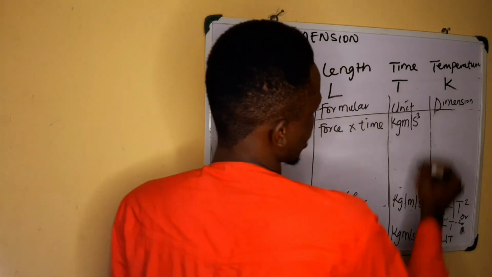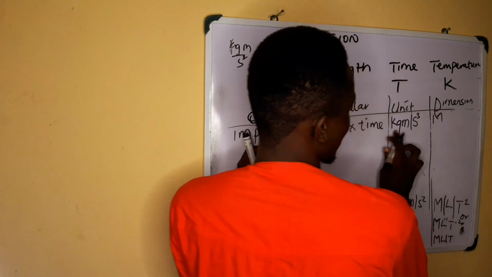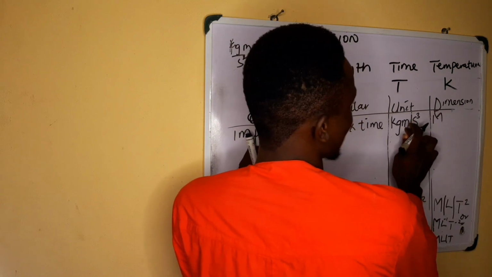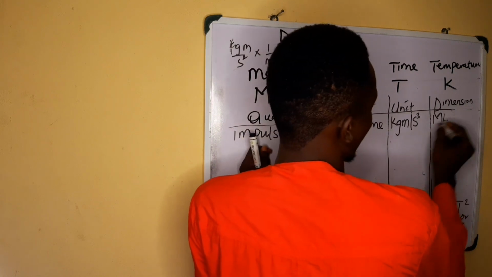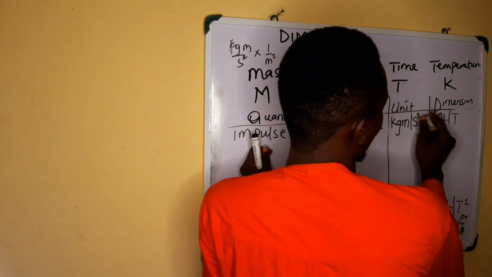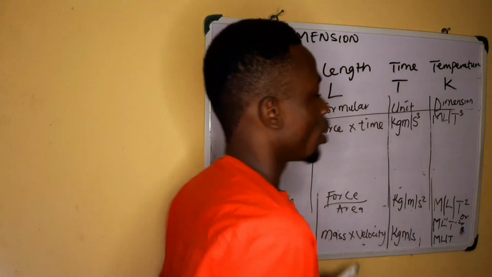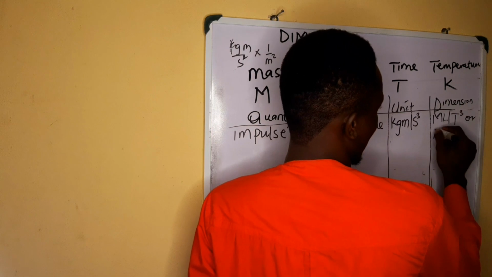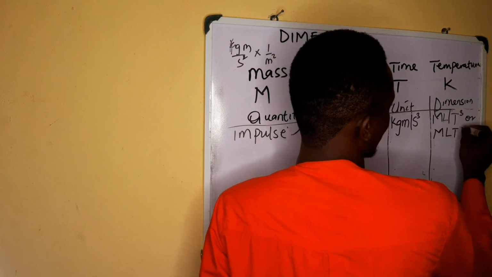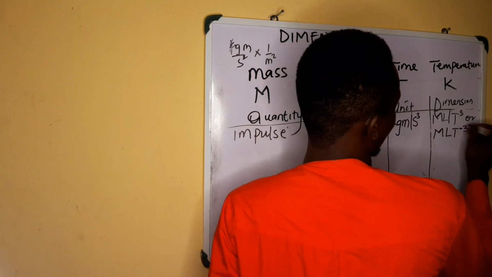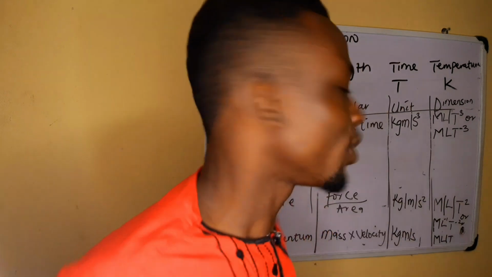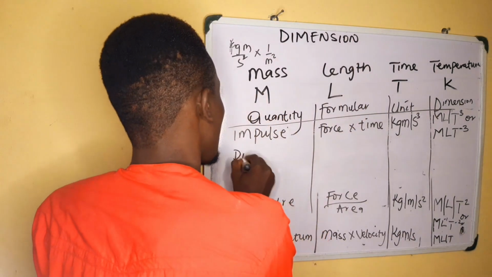So the dimension is going to be M representing kg. Then for the meter, L is used to represent that. Then slash T to the power of what? Otherwise written as M L T to the power of -1. I hope you're following. The next one on our list is power.